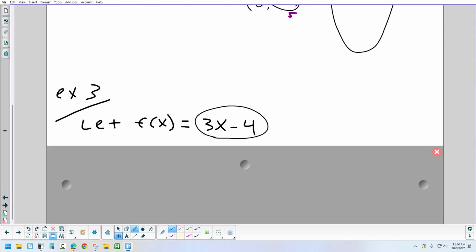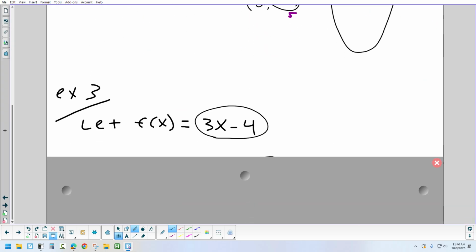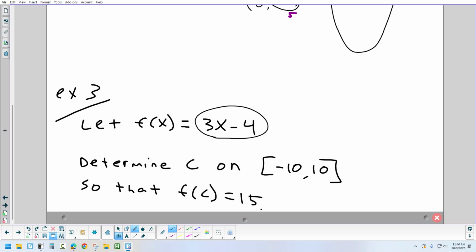That's the first thing to recognize. We're about to apply this theorem, but if you're not working with something that's continuous, then you can stop right now. This isn't going to work at all. So I've got a continuous function, and they want me to prove that I'm going to pass through the y value of 15 at some point, between this x value and that x value.